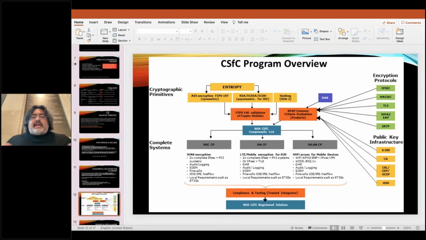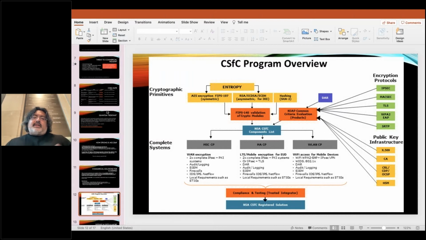This is a snapshot of their overview of the program, and you can see there are different levels and factors and entities brought in. For example, you have your encryption protocols and your PKI infrastructure protocols. It feeds into the NIAP Common Criteria evaluated products. Then you have a FIPS validation process. You have a components list in the middle that defines different components that can be used for these different packages. And then you have compliance and testing.